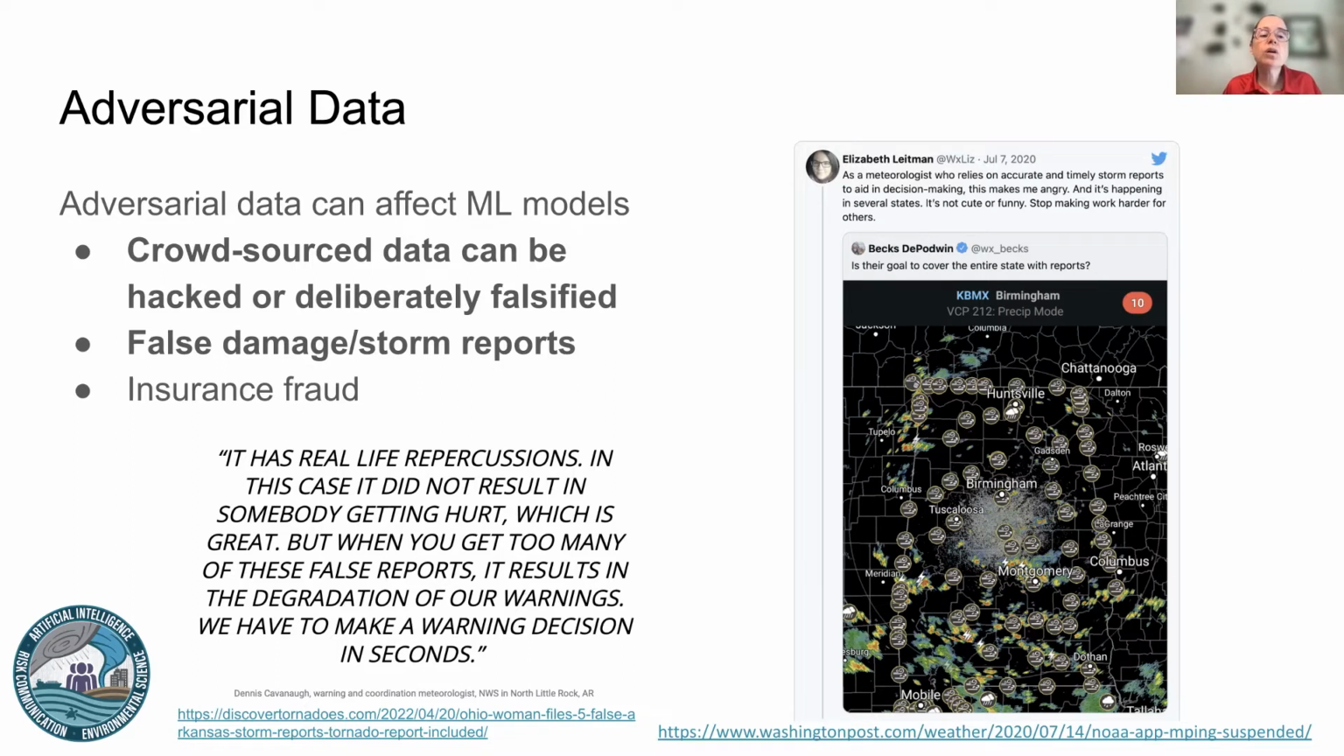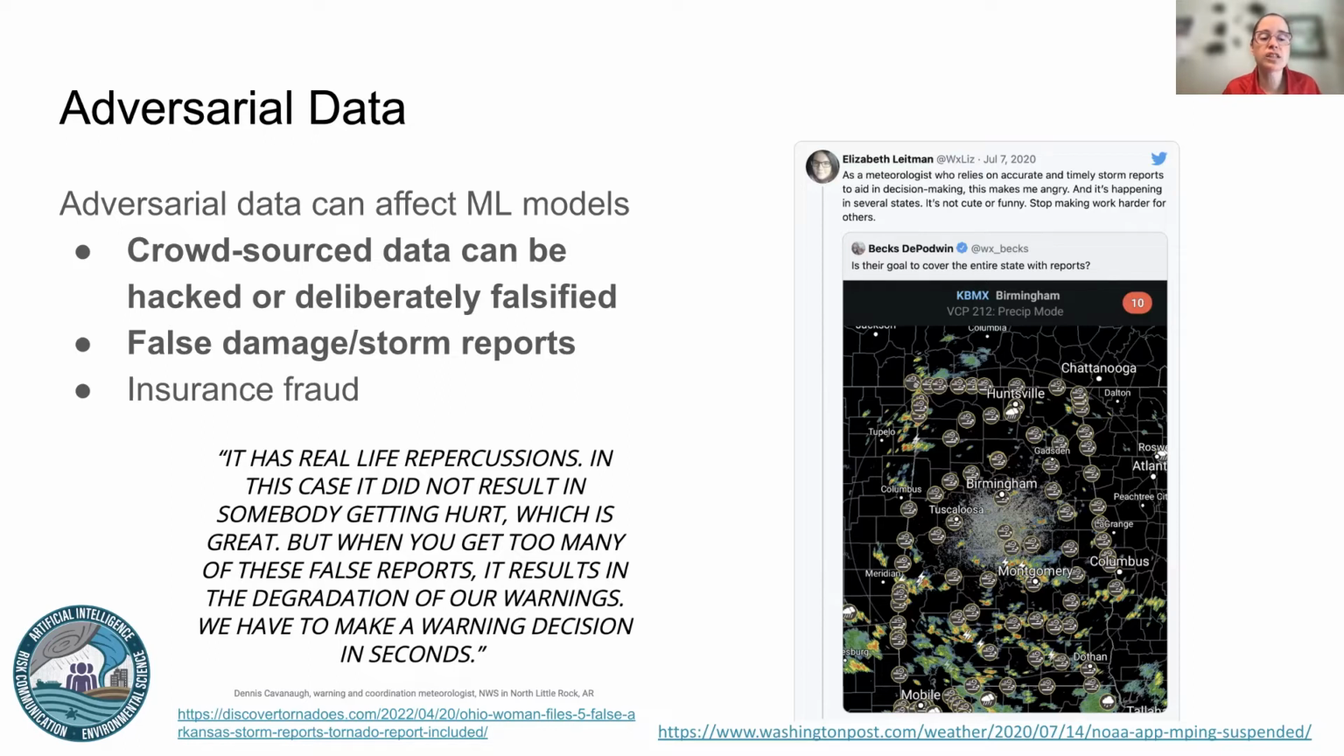So these people who are crowdsourcing and hacking and saying the wrong thing and being adversaries are messing with the data. They could mess with the future AI models. They're messing with what's going on now. And there's a quote there. It has real life repercussions. In this case, it did not result in somebody getting hurt, which is great. But when you get too many of these false reports, it results in the degradation of our warnings.